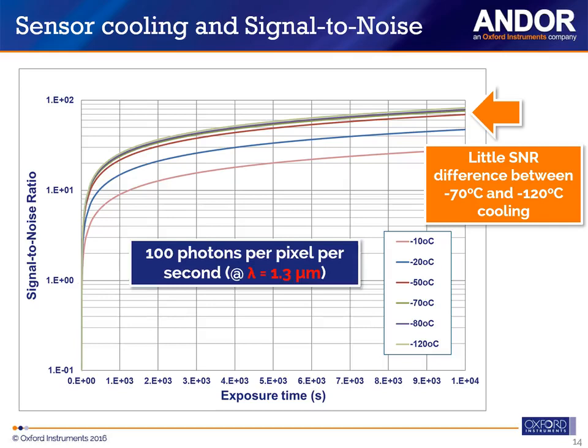If you actually go to even more challenging scenarios like tens of photons per pixel per second or 1 photon per pixel per second, the difference is very much the same. So that graph basically tells us that if you're going to cool beyond minus 70 degrees with this type of InGaAs detector in a 1 to 1.6 micron region, your signal to noise ratio will actually not improve very much. You could very much settle on a detector cooled at minus 70 degrees, and we'll see the benefit of that in the next few slides.